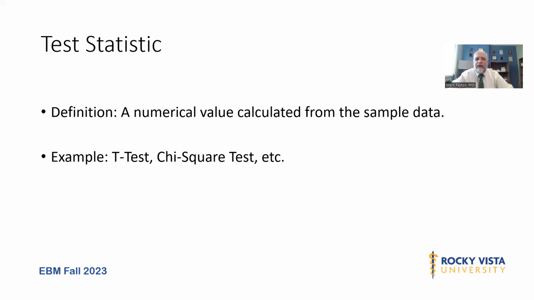All right, so the third key component to all this is the test statistic. It's the numerical value calculated from the sample data. So if you collected data, then you usually calculate something. The examples would be like a t-test or a chi-square test or an F-test if you're doing analysis of variance, things like that. It's some numeric value that is based upon assumptions made about the population from which you are drawing.